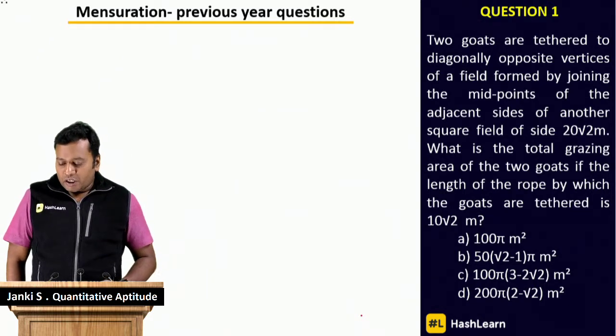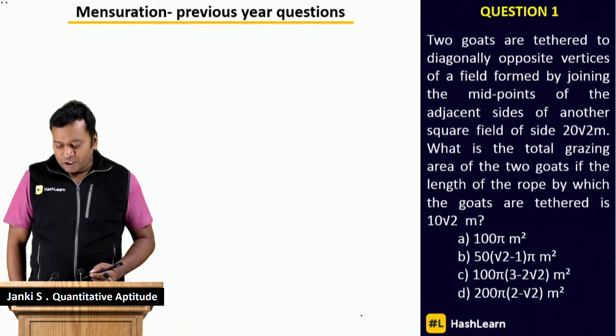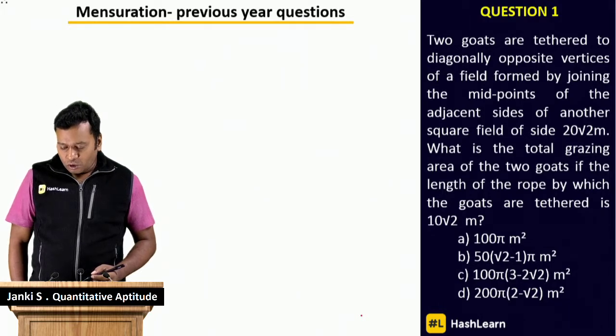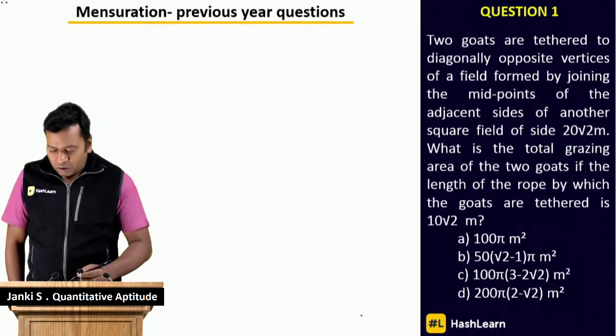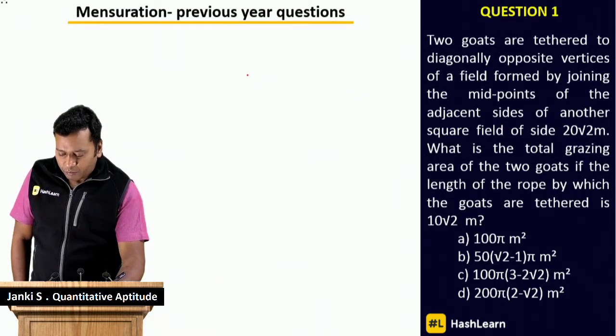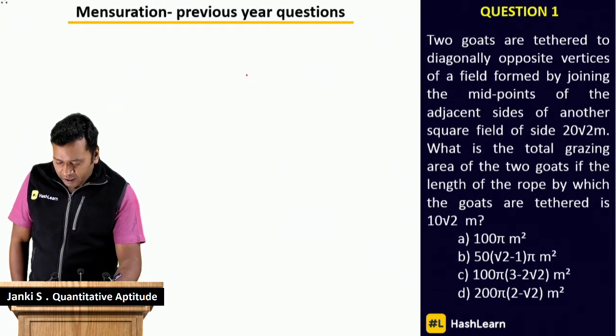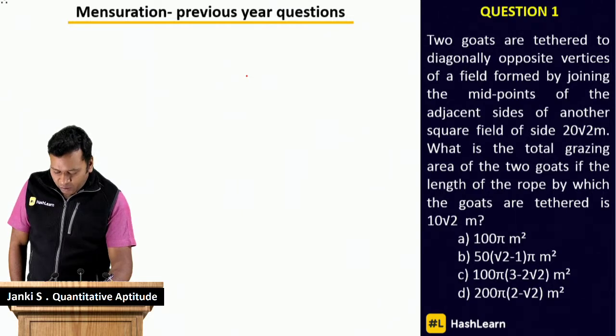Two goats are tethered to diagonally opposite vertices of a field formed by joining the midpoints of the adjacent sides of another square field of side 20√2. Okay, so two goats are tethered on the diagonally opposite vertices of a field formed by the midpoints of the adjacent sides of another square of side 20√2.